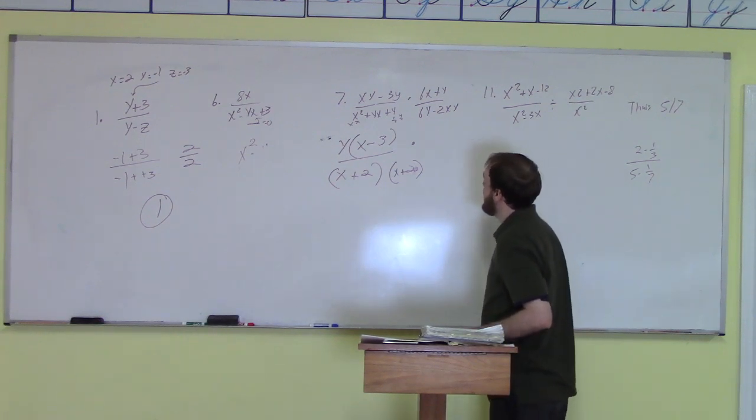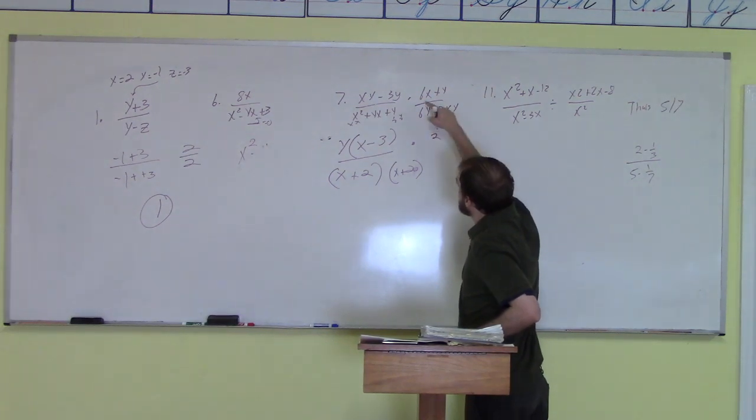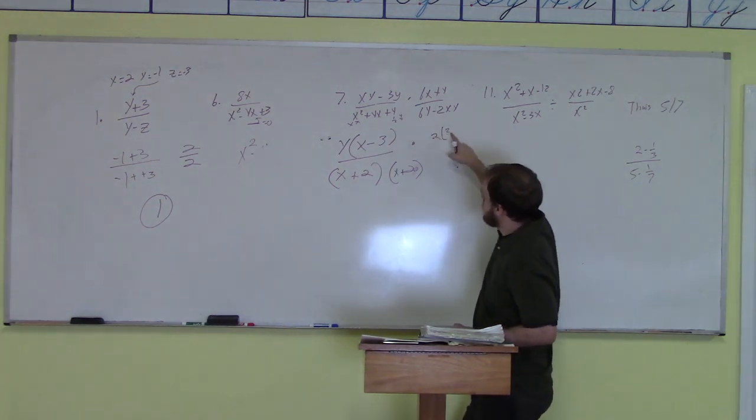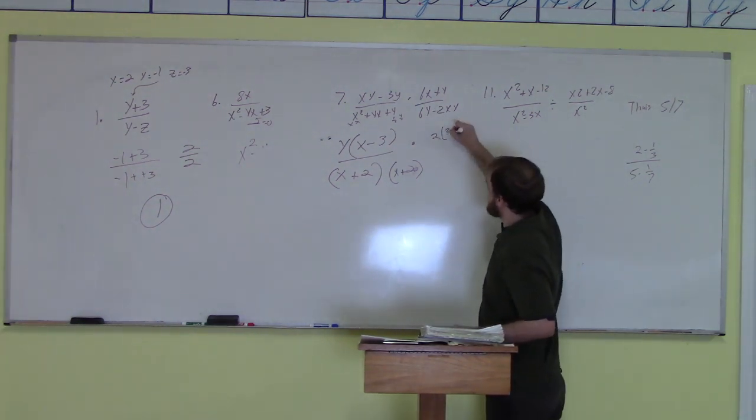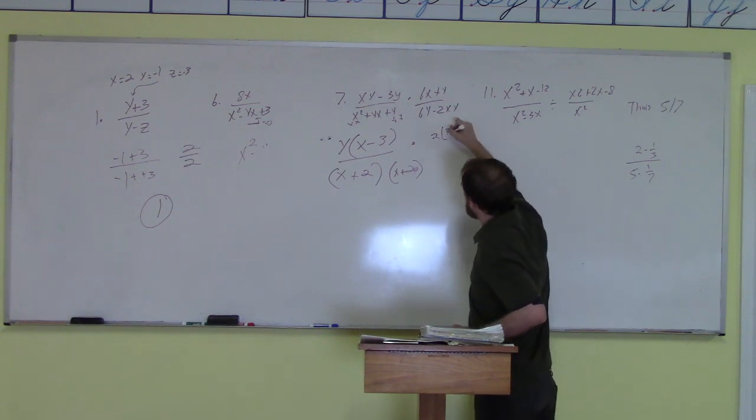Well, they have a 2 in common, so I can pull out a 2. So 2 will go into 6. 6 divided by 2 is 3, so that's how we get to 3. And then the x stays. And then 4 divided by 2 is just 2. So it's 3x plus 2.